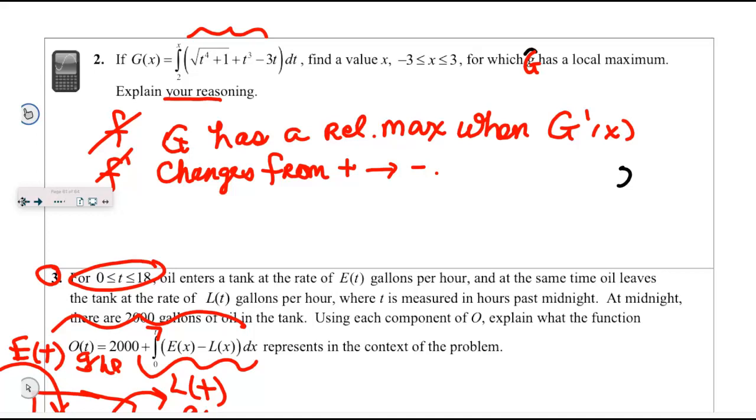So I need to know what G prime is. I need a function for it. What will G prime be? What happens when I take the derivative of the integral? It now wipes it out. It's like squaring the square root. So I get the square root of x to the 4th, because we're putting x in. So x to the 4th plus 1 plus x cubed minus 3x.